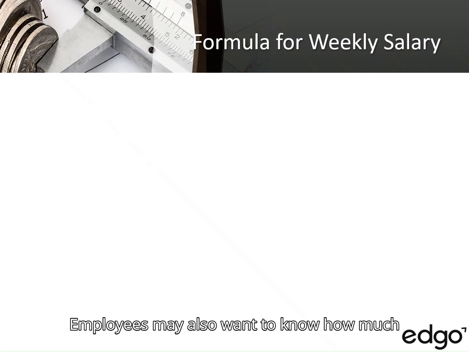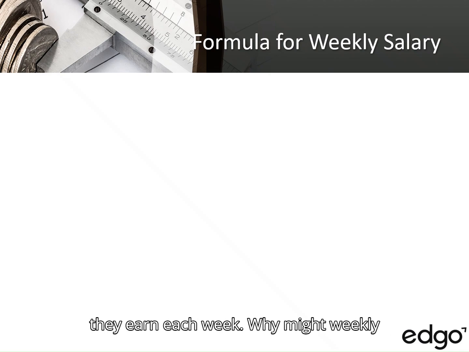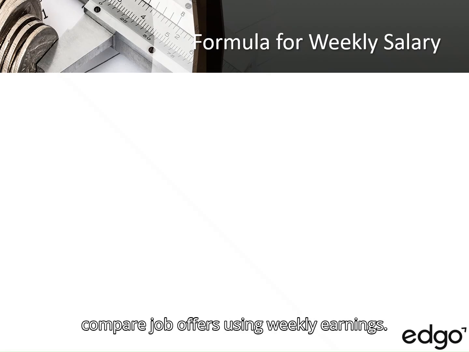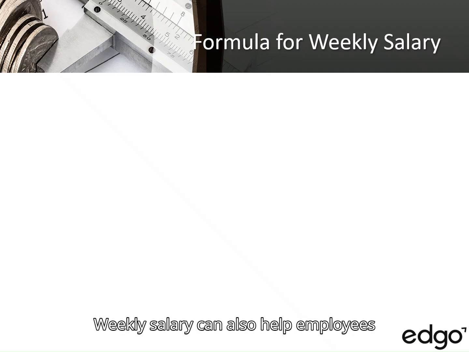Employees may also want to know how much they earn each week. Why might weekly salary be useful? Some workers prepare weekly budgets. Others compare job offers using weekly earnings. Weekly salary can also help employees estimate how much they earn over shorter periods.